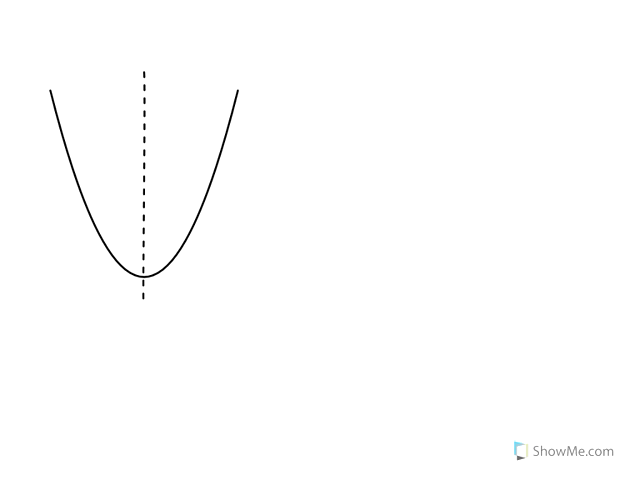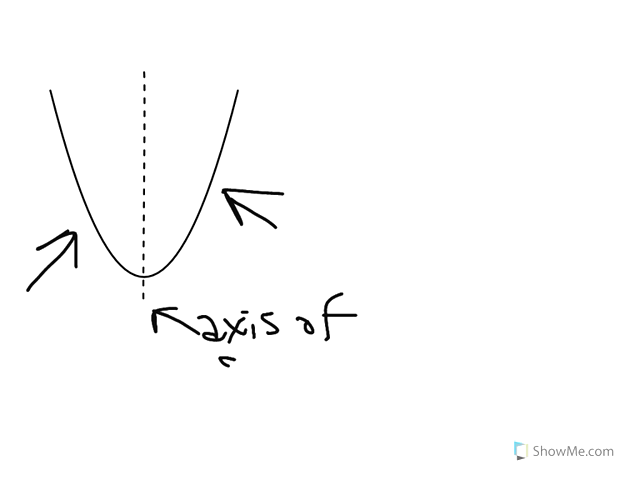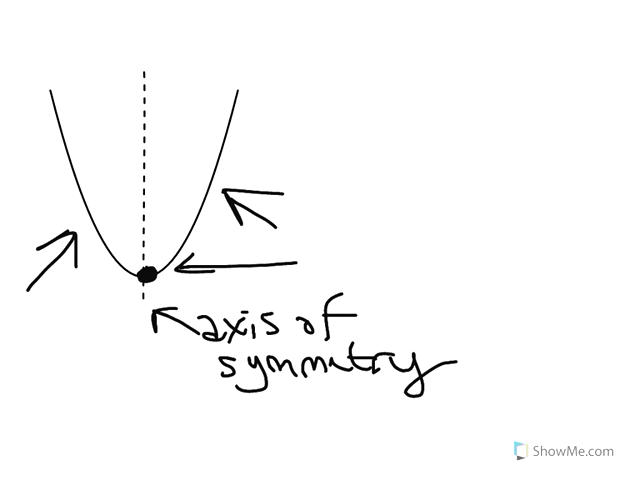Parabolas are symmetrical. That is, you can draw a line through a parabola, and the figure on one side of that line will be geometrically congruent to the other side. That line is called the axis of symmetry. We have a special name for the point where the axis of symmetry intersects the parabola itself. We call that point the vertex.